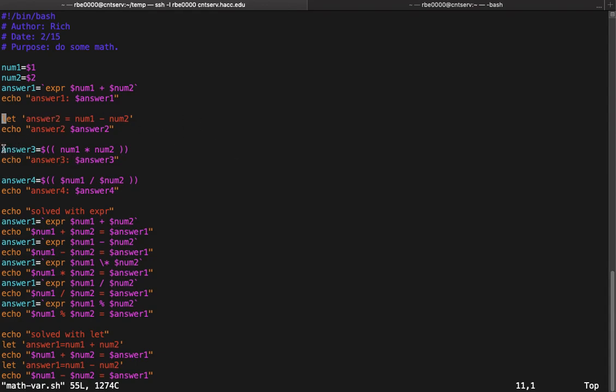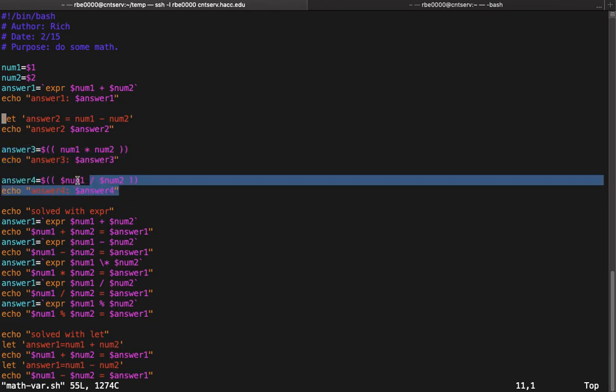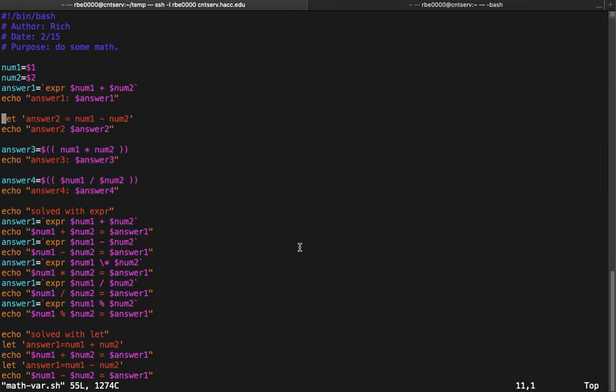So to summarize, I would probably do it one of these two ways if I was starting learning now and wanted to do math in the shell. So that's how we can do math in the shell to calculate things.